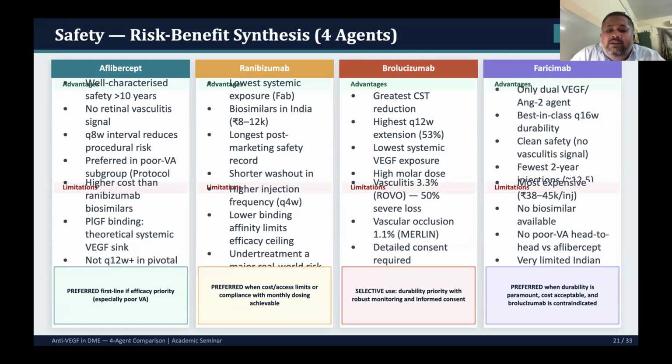And for brolucizumab, the use has to be very discretely selective. Durability might be a priority with robust monitoring and informed consent. So if durability is your priority, then it has to be done with robust monitoring and proper consent based on the data that we've seen. For faricimab, we can prefer faricimab when durability is paramount, cost is acceptable, and brolucizumab is contraindicated.